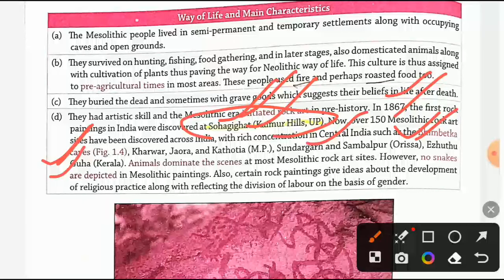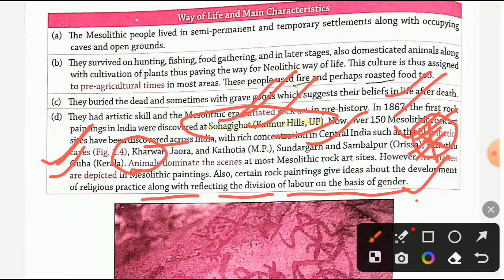Animals dominated the scenes at most Mesolithic art sites. So at most of the sites, animals were drawn and dominated the scene. However, no snakes are deciphered in Mesolithic paintings. No snakes were found. This also you have to know. Also, certain rock paintings give an idea about the development of religious practice, reflecting the division of labor on the basis of gender. So division of labor on the basis of gender was found first here, in the Mesolithic era.